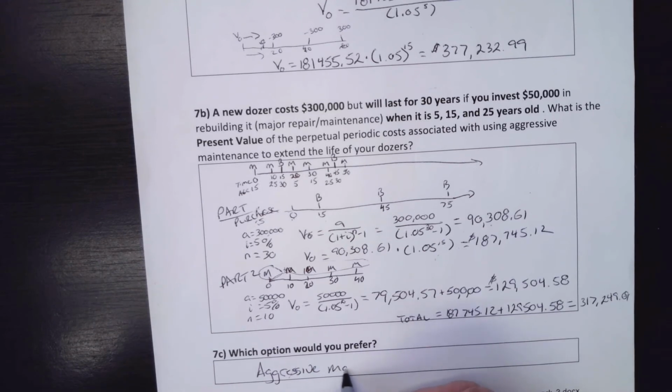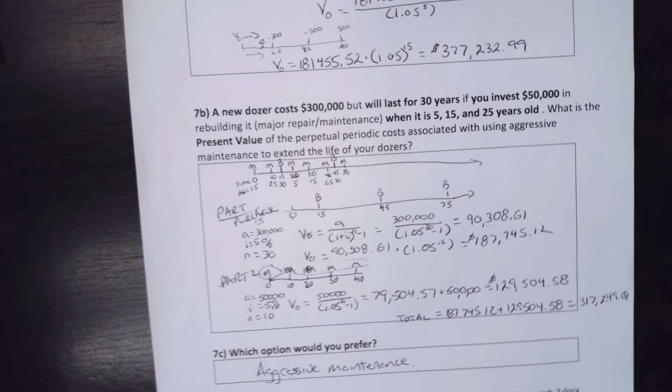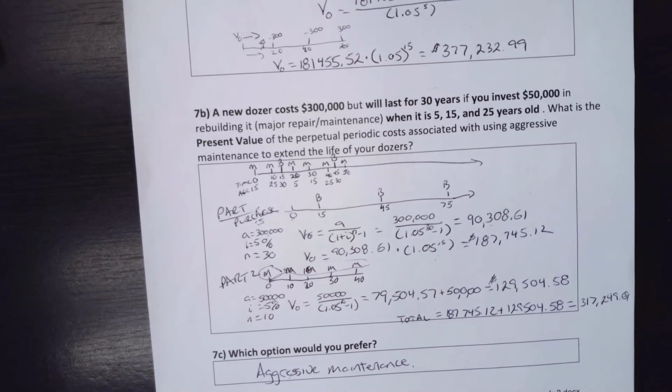So your boss has asked you which one you would prefer, and we could say the aggressive maintenance. Why? Because it costs us, in present value terms, $60,000 less. That's $60,000 we can spend on other things. And so I hope that helps, and see you guys in class.